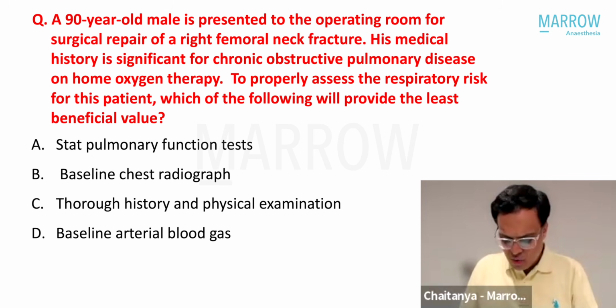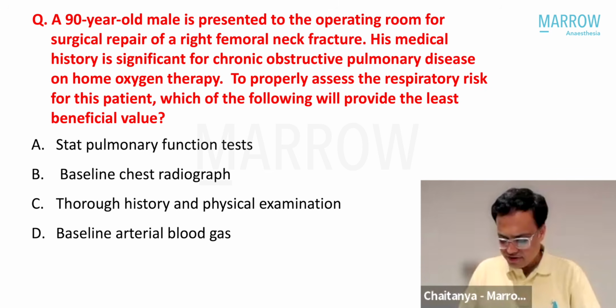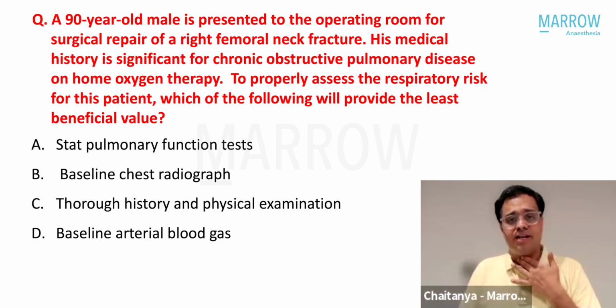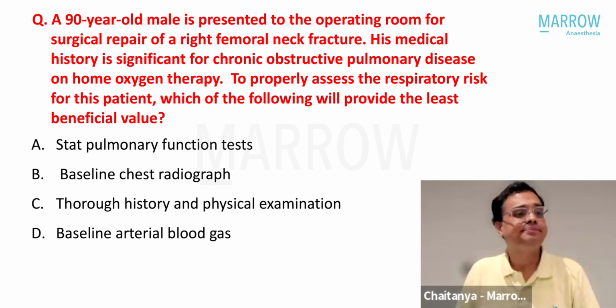Right. A 90-year-old male presents to the operating room for surgical repair of a right femoral neck fracture. His medical history is significant for chronic obstructive pulmonary disease and he is on home oxygen therapy. To assess the respiratory risk for this patient, which of the following will provide the least beneficial value? Option A, stat pulmonary function test. Option B, baseline chest radiograph. Option C, thorough history and physical examination. Option D, baseline arterial blood gas. Which of the following is least beneficial?